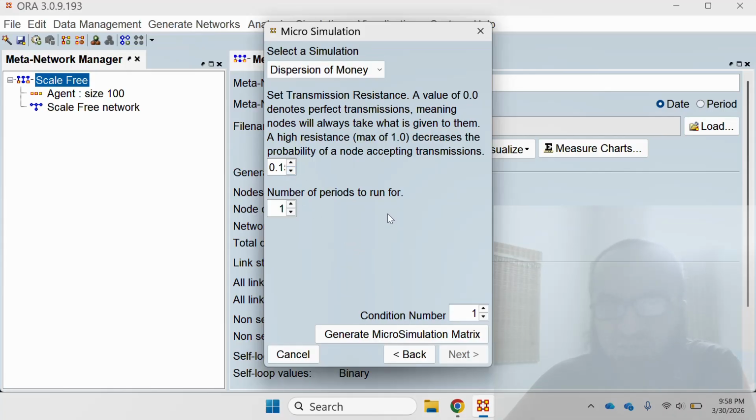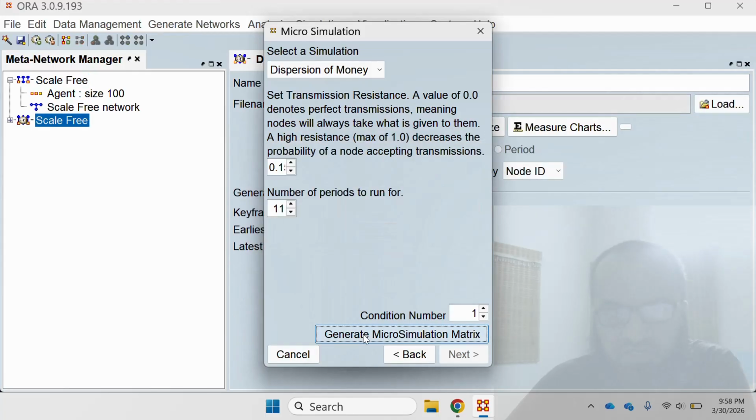And number of periods to run. For how many periods do we want to run this simulation? Let's say it starts at 1 and jumps by 5, so I run it for 11 periods. And the condition number, I have to see what this is. Let's keep it at 1 by default, and generate the micro simulation matrix.